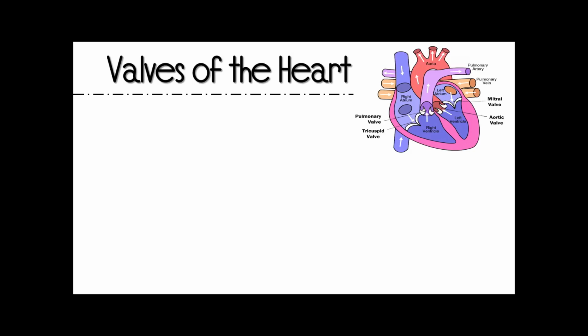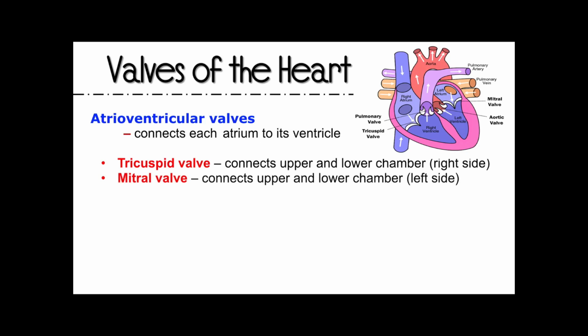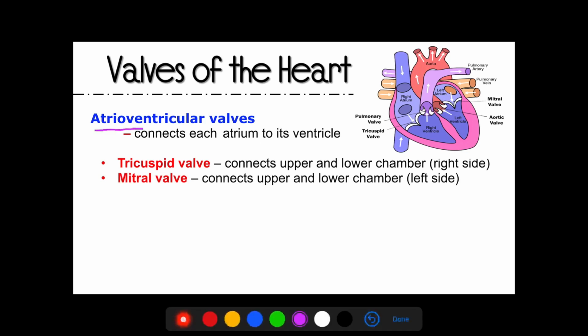Now let us have the valves of the heart. These valves usually function in order to prevent the regurgitation or the backflow of the blood in our heart. First, we have the atrioventricular valves. By the name itself, atrioventricular, that means it connects the atrium to its ventricles. We have two types: the tricuspid valve and the mitral valve.